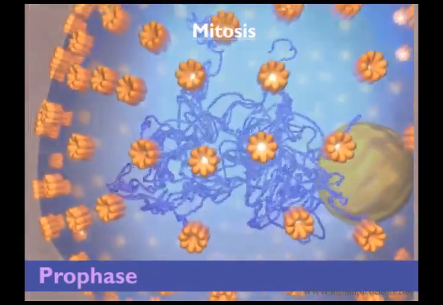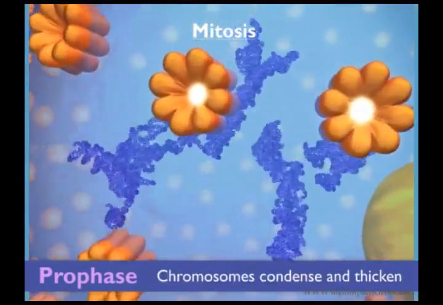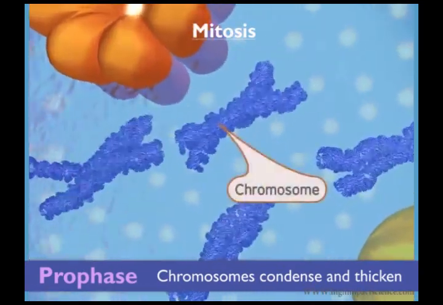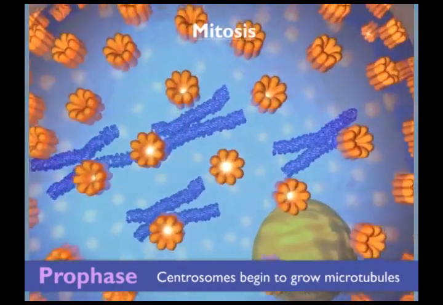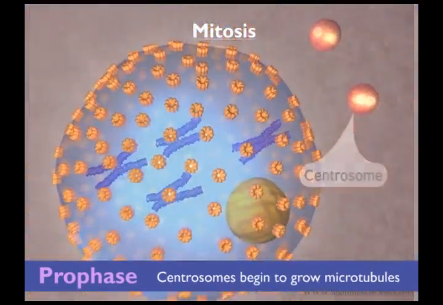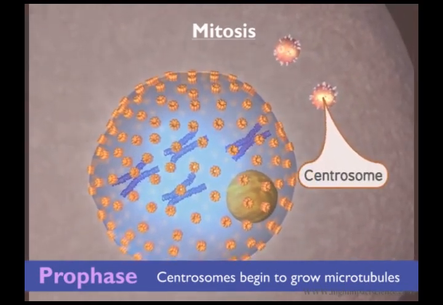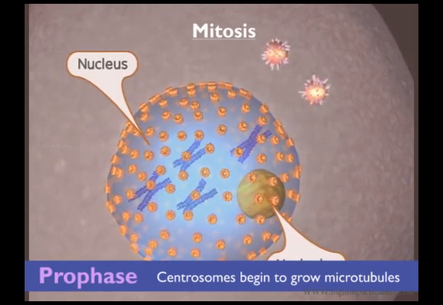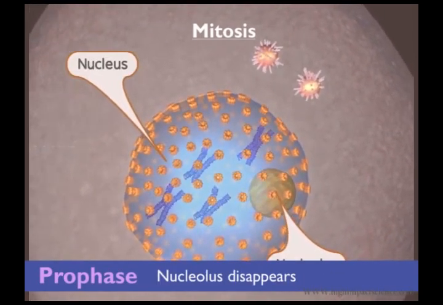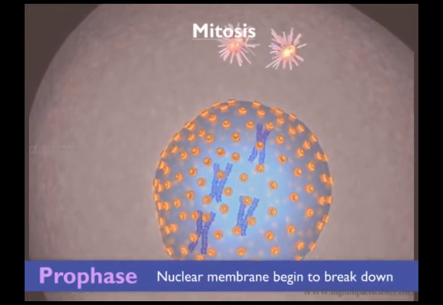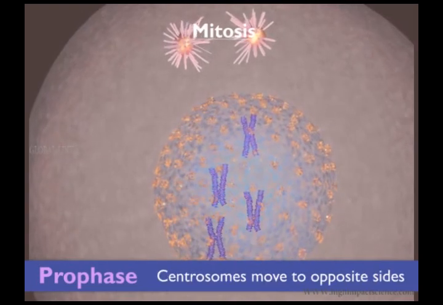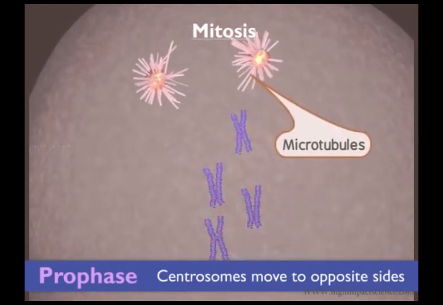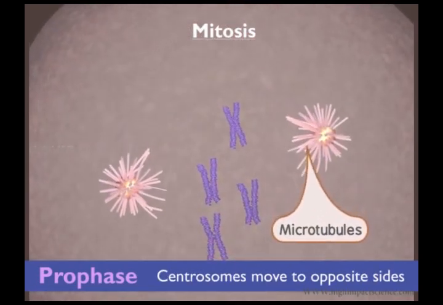During prophase, the chromosomes condense and thicken, and therefore they become visible. The centrosomes start producing thread-like structures called microtubules, which will form the spindle fibers. The nucleolus disappears as the nuclear membrane begins to break down. At the same time, the centrosomes move to the opposite sides while microtubules continue to grow.